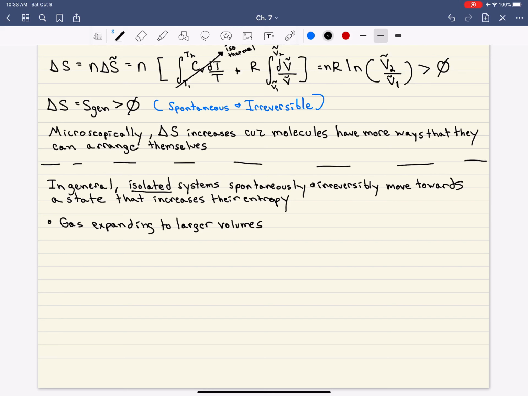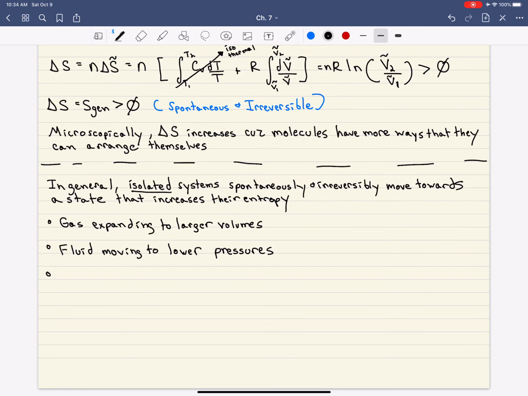But we also see this in other types of systems. If you think about your transport class, where you talk about fluid flow, what you typically see is that fluids move from areas where they're at high pressure to areas where they're at lower pressure. And we saw that entropy increases as you decrease pressure. And so a fluid moves to an area of lower pressure because that will increase its entropy.